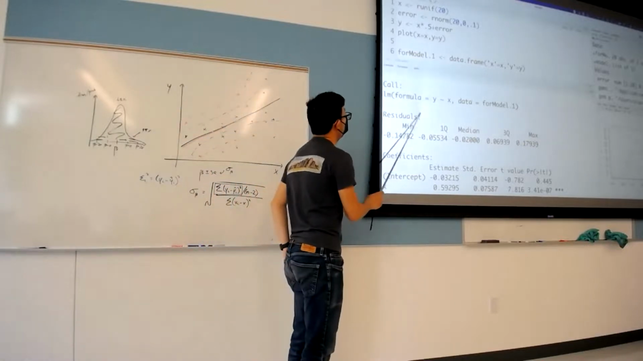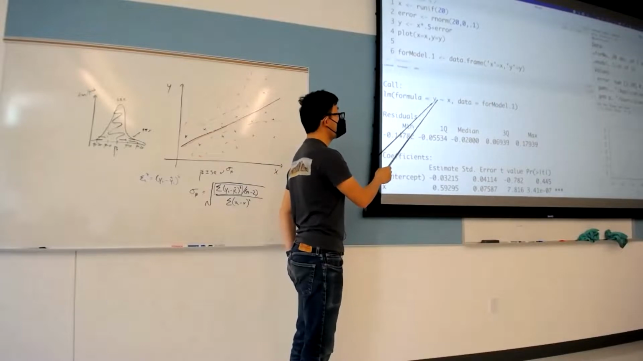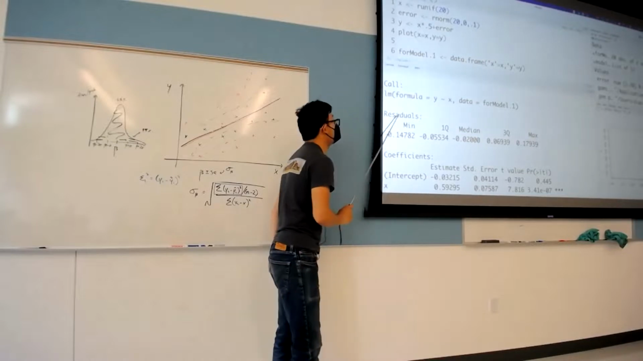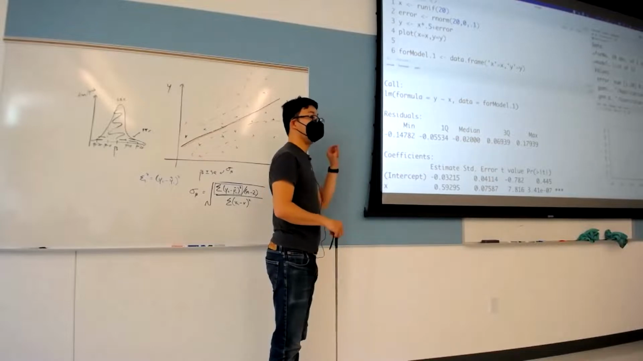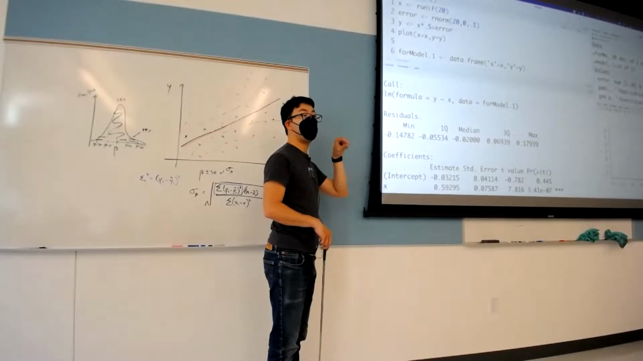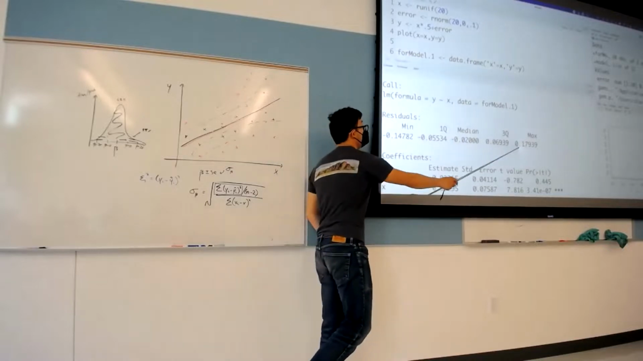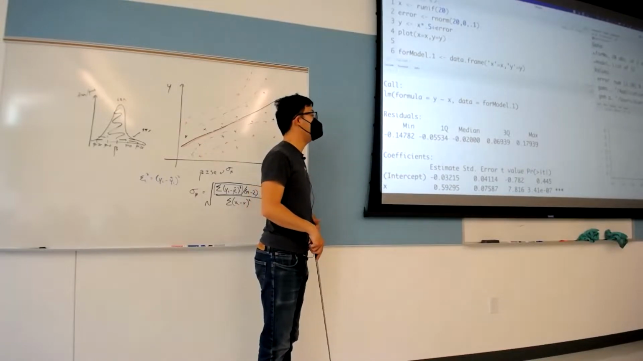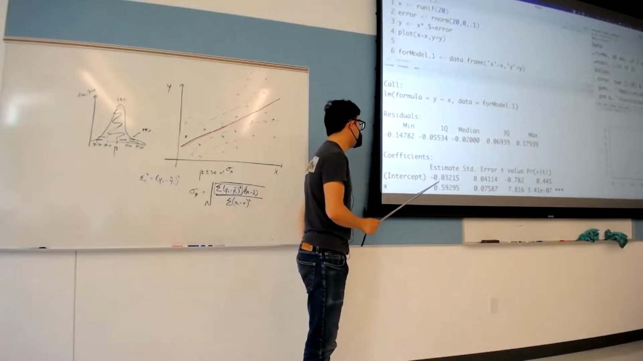So this was my formula. The way the nomenclature works is we say we regressed y on x. Residuals are the error term, so this is the yi minus yi hat. And so we can see the distribution of the residuals here. We'll talk a little bit more about residuals in the next class. And then here we can see our estimates.